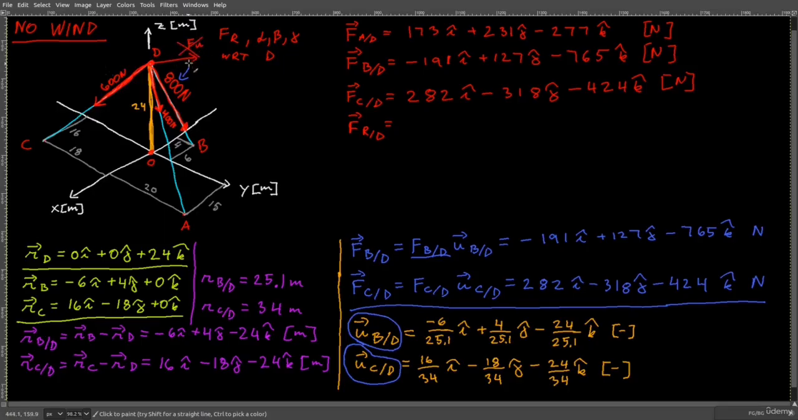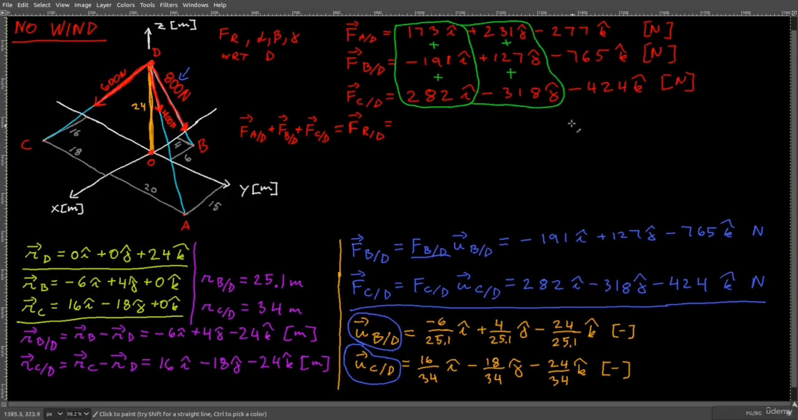So we assume that it doesn't exist. And so the resultant force equals Fa with respect to D plus Fb with respect to D plus Fc with respect to D. So you just need to add up the I components, then the J components, and the K components. And if you do that, then this is what you will get. This is for the I component, this is for the J component, and this is for the K component.